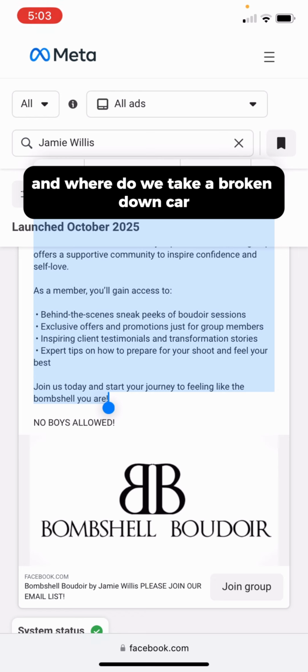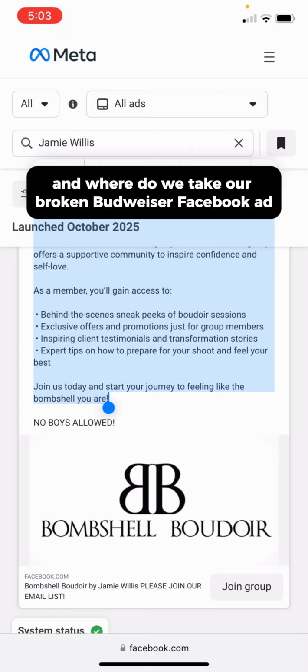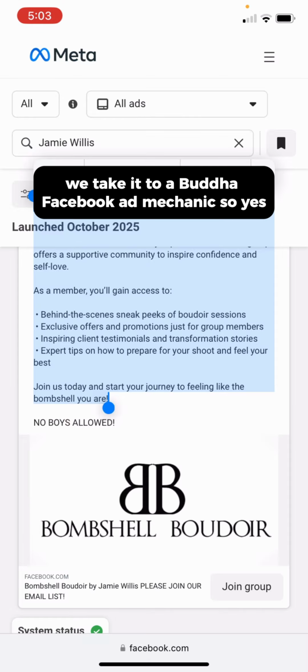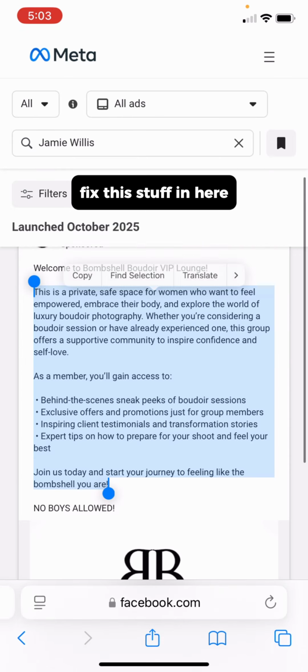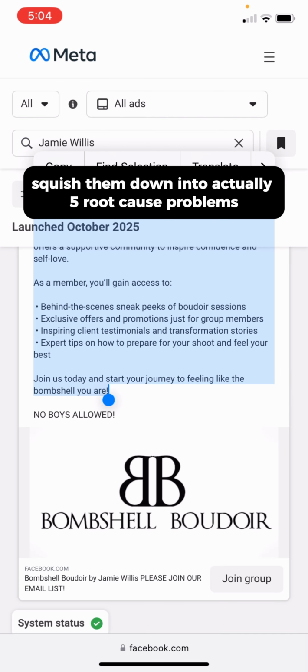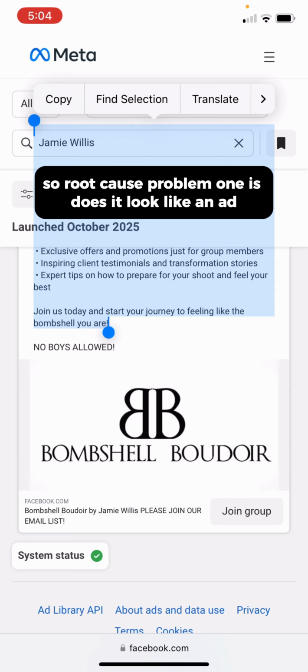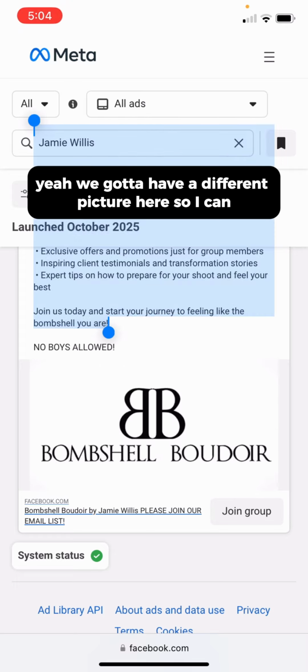And where do we take a broken down car? Well, we take it to a car mechanic. And where do we take our broken boudoir Facebook ad? Well, we take it to a boudoir Facebook ad mechanic. So yes, I do have a boudoir Facebook ad mechanic offer to fix these root cause problems. I take the 10 mistakes I talked about and squish them down into actually 5 root cause problems. So root cause problem 1 is, does it look like an ad? Yeah, we gotta have a different picture here. So I can fix that. That's root cause problem number 1.